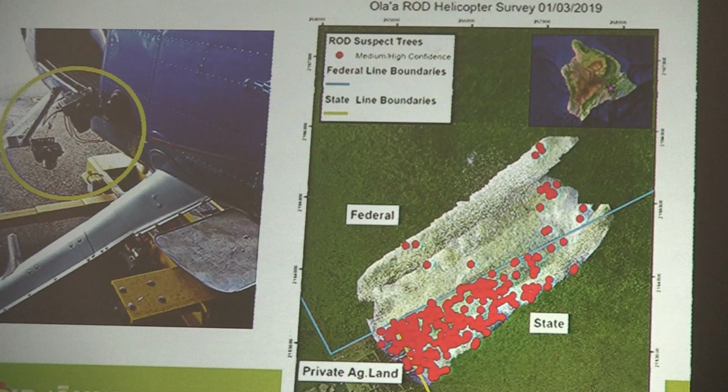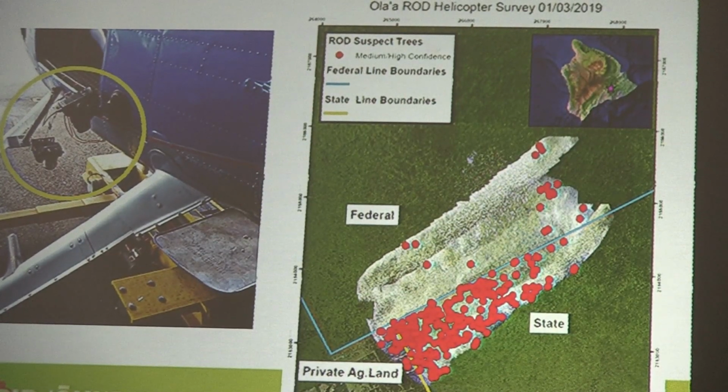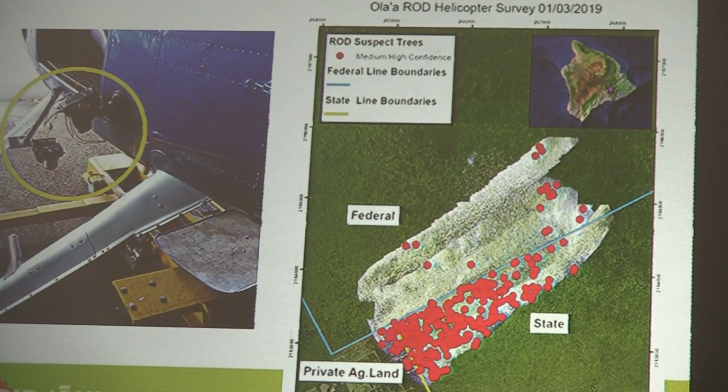Fence protected, no ungulates for more than 20 years. State is on the other side, state forest, full of ungulates because it's managed primarily for hunting. Where's the disease?